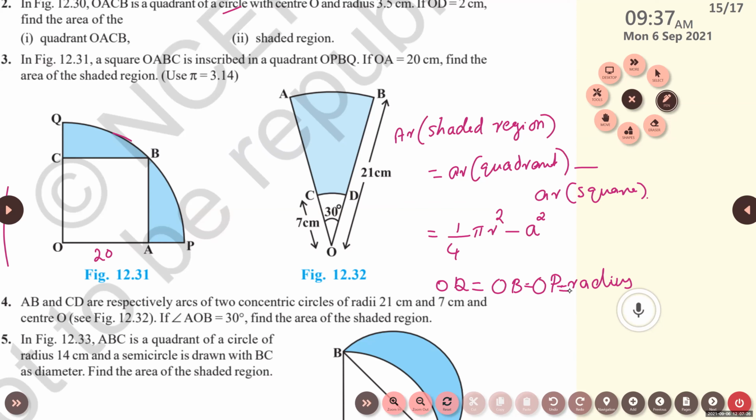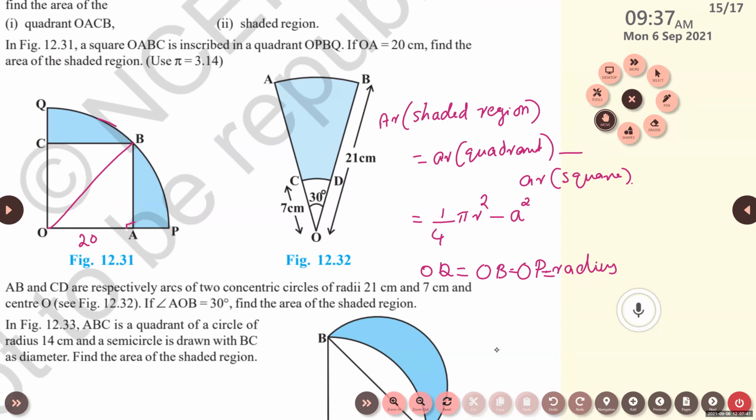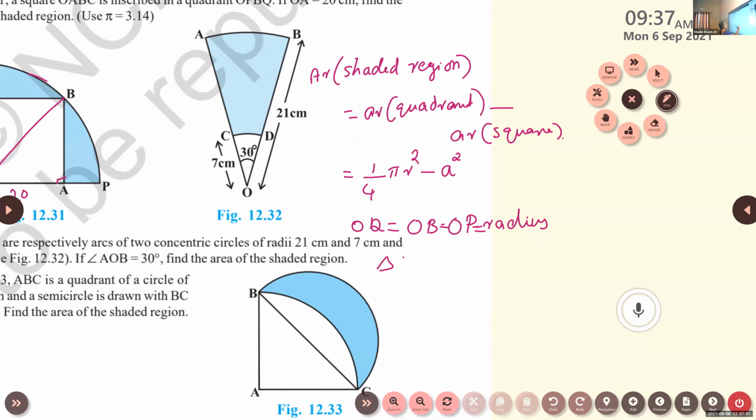Ma'am, we can apply Pythagoras in the same triangle. Join OB. Now this is BA and BC, a right triangle. All of you join OB. Then in triangle OAB, say right triangle.